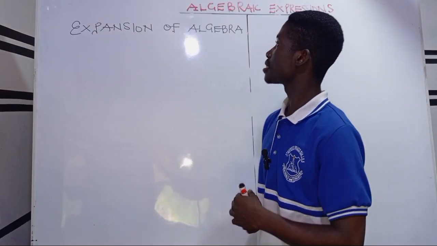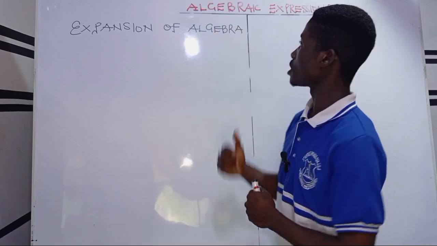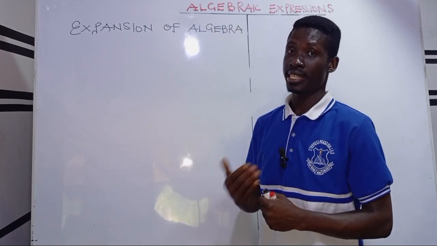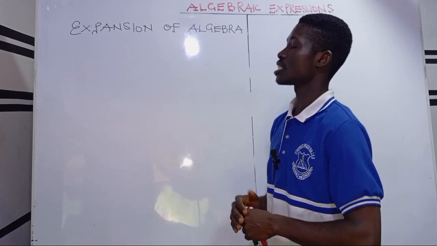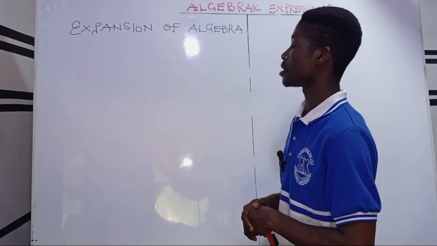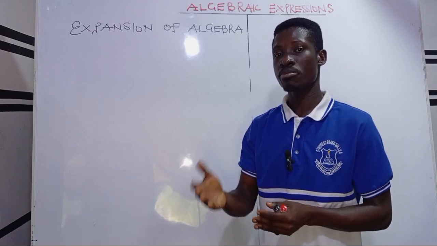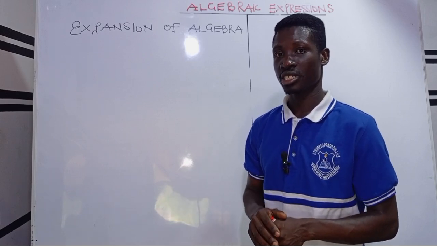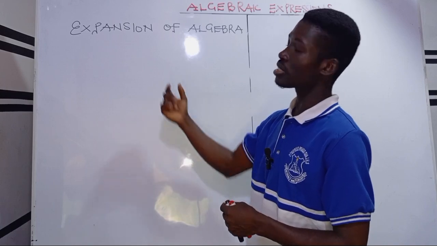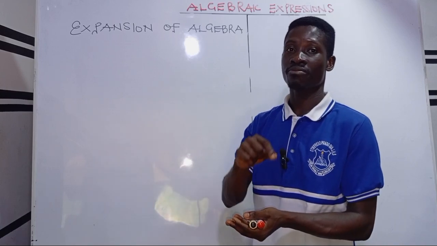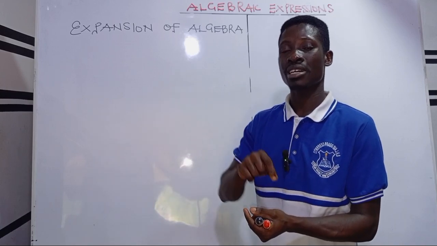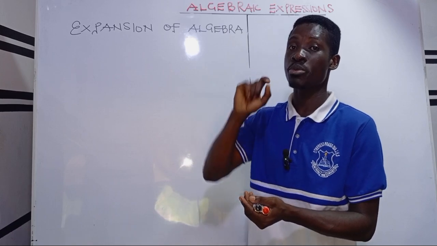Welcome, my dear learners. Remember, we are still on algebraic expression, and in today's lesson, we shall be looking at expansion of algebra. Now, when we talk about expansion of algebra, it is a method of removing brackets from an expression. In expansion, the number outside the bracket is used to multiply the individual terms within the bracket.